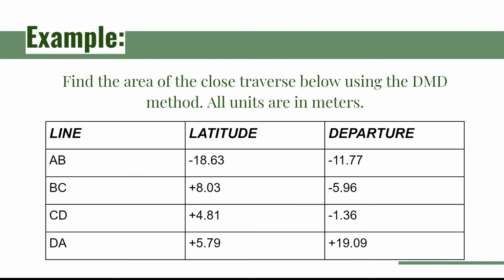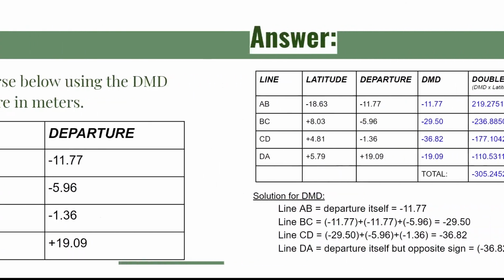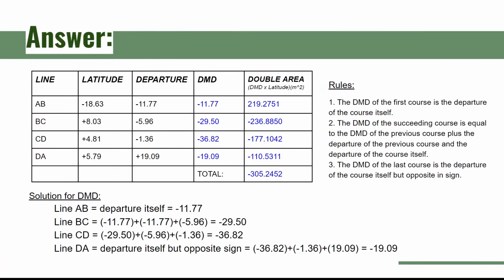So we have 4 lines, line AB, BC, CD, and DA. Line AB has a latitude of negative 18.63 meters and a departure of negative 11.77 meters. Line BC has a latitude of positive 8.03 and a departure of negative 5.96. The rest of the latitudes and departures for each line follow. So, remembering the rules in the DMD method, we can see that the first rule states that the DMD of the first course is the departure itself. So, the DMD for line AB is its departure, which is negative 11.77.